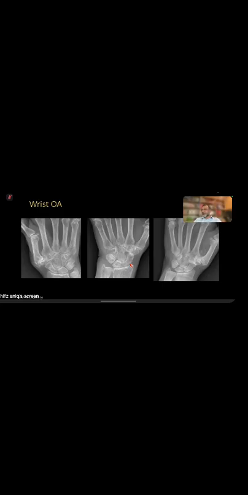Okay, let's move over to the middle image. First CMC is relatively normal, but if we come to the STT joint, there is significant joint space loss. Radiocarpal is preserved. Let's move on to the third one. There is significant subluxation, arthritis, and new bone formation, and maybe some debris in the joint, but the STT joint is almost normal. So different variations can be seen in these patients, and both are signs of osteoarthritis.